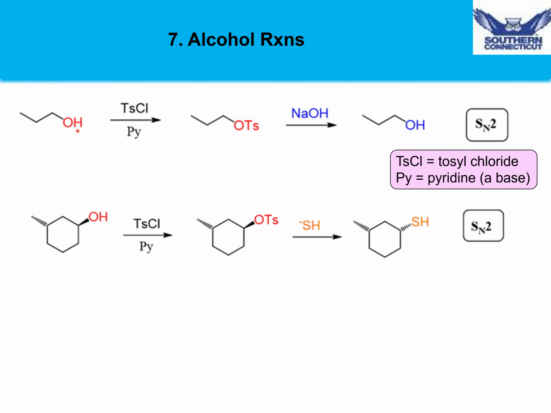Here's another example of a primary alcohol being turned into a tosylate, and then that tosylate can be replaced by a hydroxide group and turn it back into an alcohol. A tosylate can be formed from a secondary alcohol and then use a sulfur nucleophile to replace the tosylate and therefore attach a sulfur. If the stereochemistry of the tosylate is facing up, then the nucleophile will be facing down.